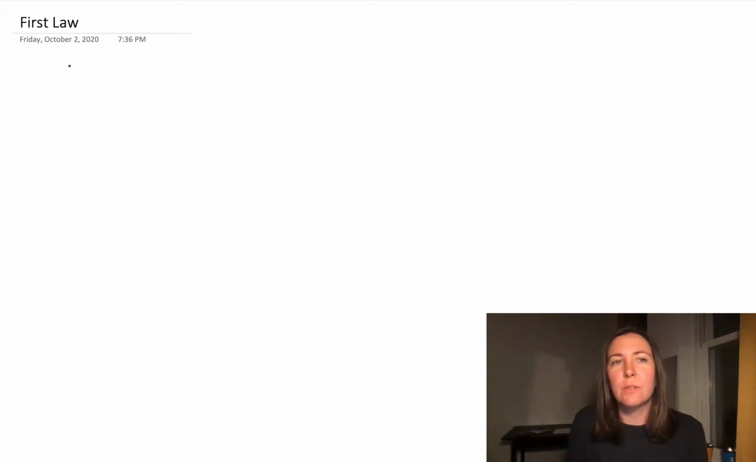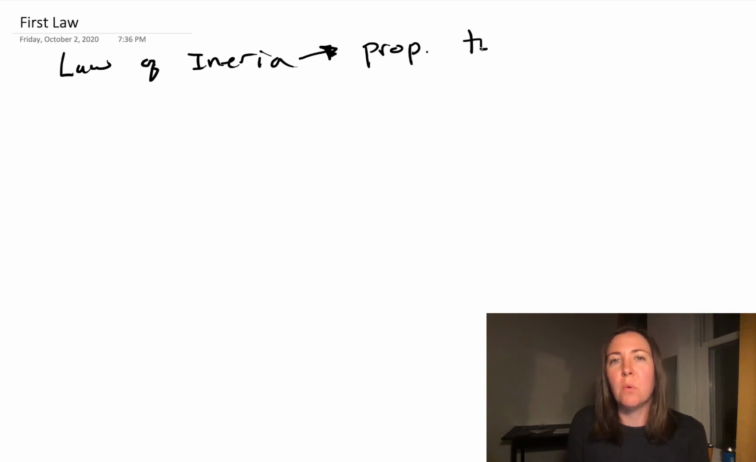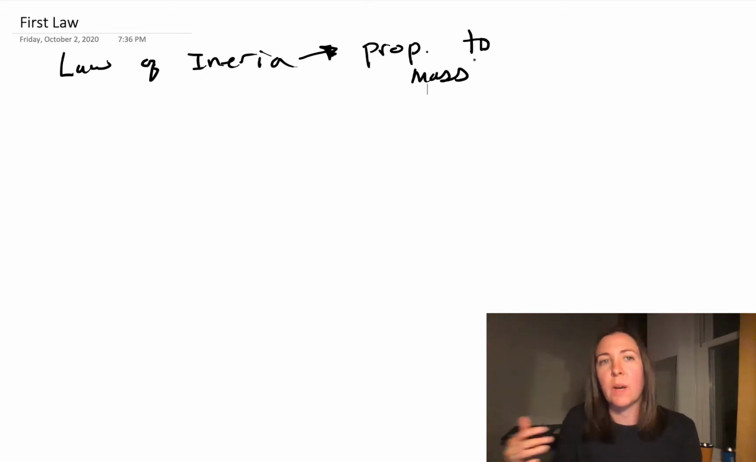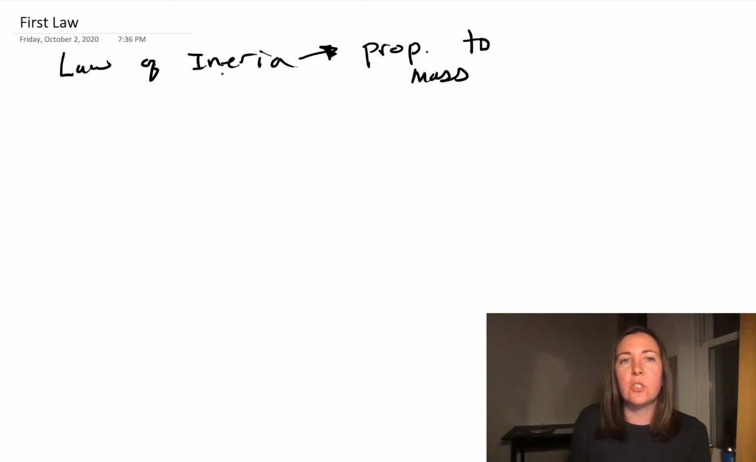And so Newton's first law, oftentimes this is called the Law of Inertia. So what is inertia? Inertia is a property of matter. That's what Bill Nye tells us. It doesn't have a number, but it is proportional to mass. So the more inertia you have, the greater your mass is, or if you were less massive, you have less inertia. Inertia is just the tendency of an object to keep doing what it's doing.